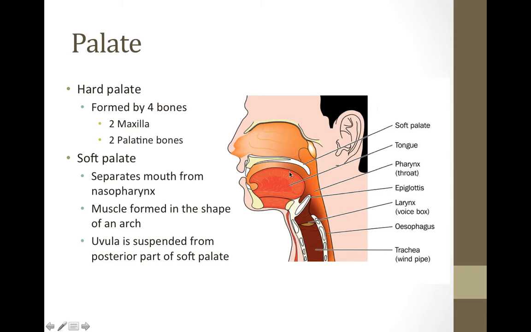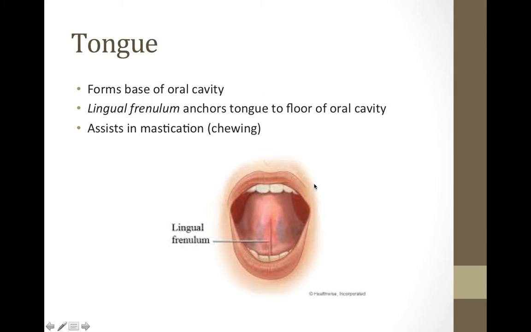The very most posterior portion of your soft palate is that dangly thing in the back of your mouth. It's called the uvula. And the soft palate's also going to separate your nasopharynx from your oropharynx. And we're going to talk about the pharynx in just a minute.